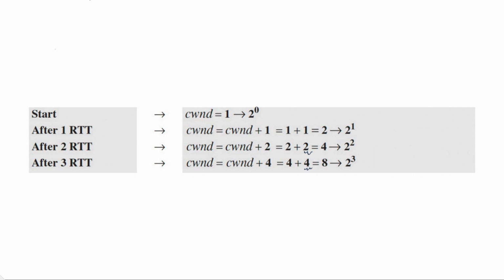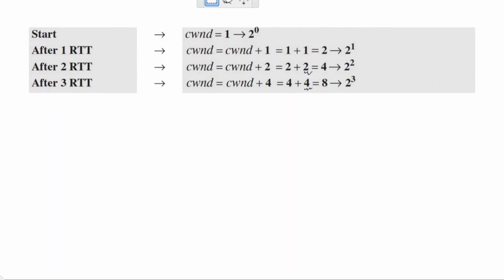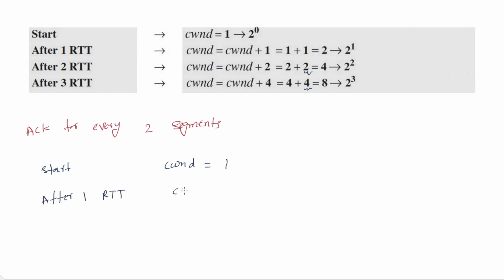Now let's do one simple modification where I get the acknowledgement after every two segments. So let's suppose ACK for every two segments. Then how will my congestion window change? To start with, here also my congestion window will be just 1. Now after 1 RTT, what will happen? My congestion window will be the earlier congestion window plus how many ACKs I have got. For each ACK I will increment by 1.